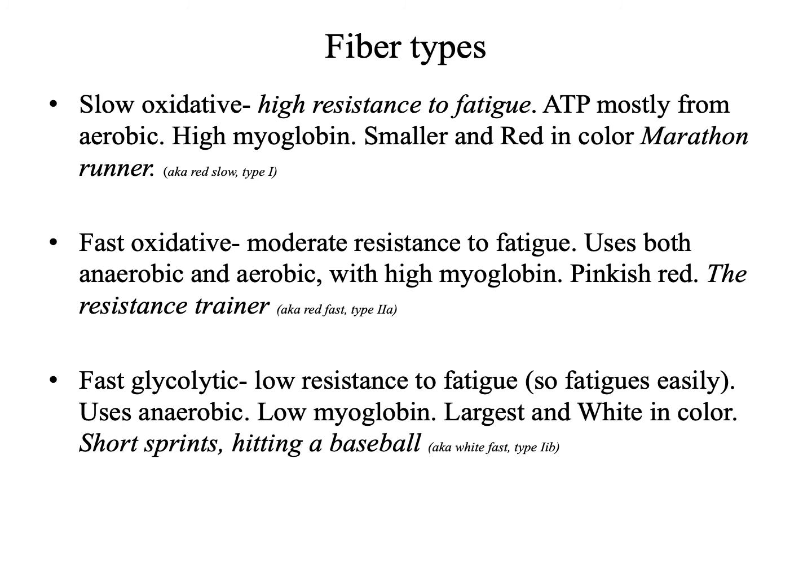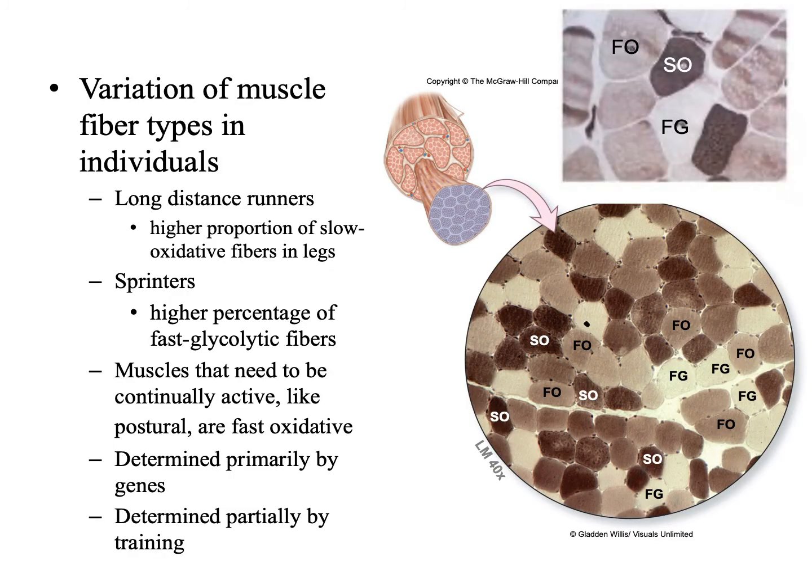Fast glycolytic is going to fatigue fast. So they can get that really quick anaerobic 2 ATPs, but you start to get a buildup of lactic acid and you're going to wear out. They're low in myoglobin. So here's a picture.